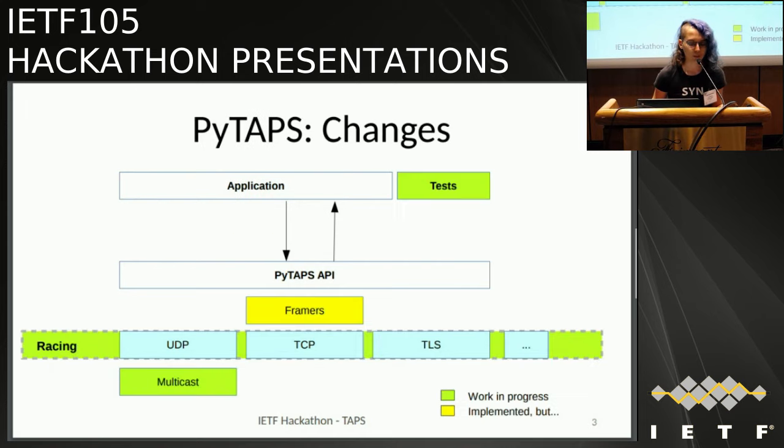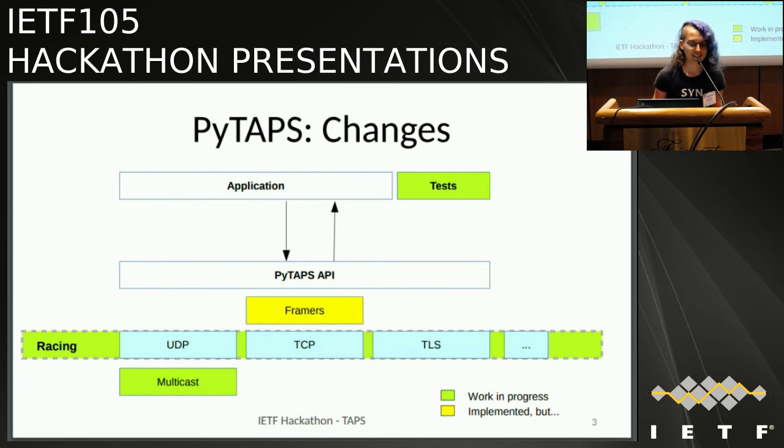Now, in our PyTAPS implementation, we added a few things here at the hackathon. We have tests now, and we worked on racing between different transport protocols. Those are not really equivalent, but if we have transport protocols that provide the same features, then we can try them at the same time and go happy eyeballs on them. We are working on that right now. Also, we are working on getting multicast to work, which is work in progress.